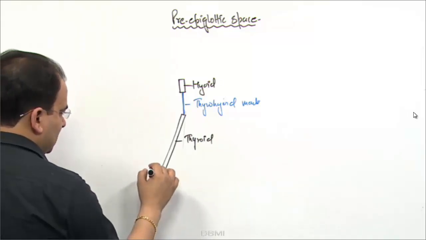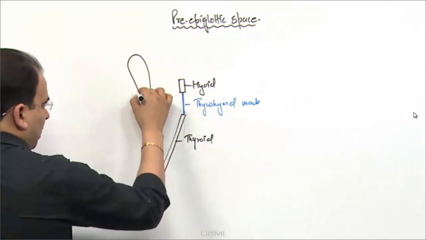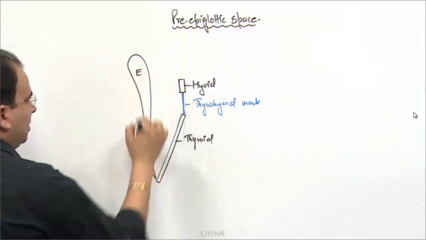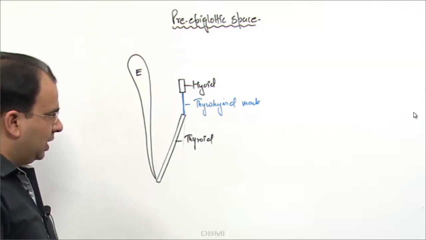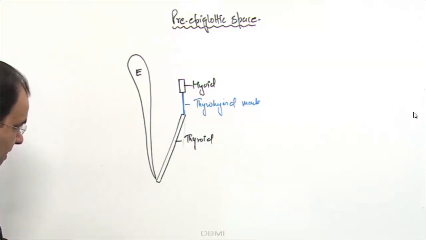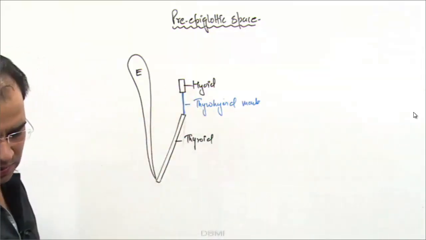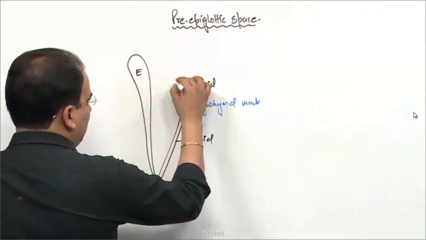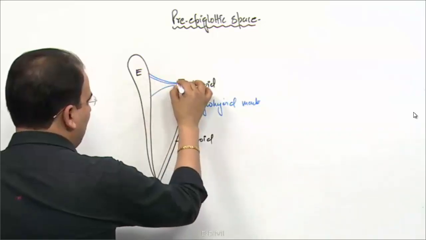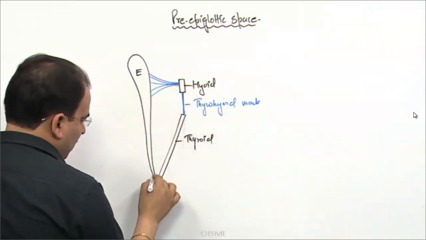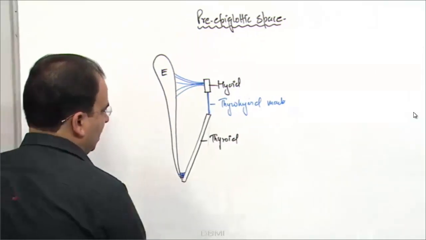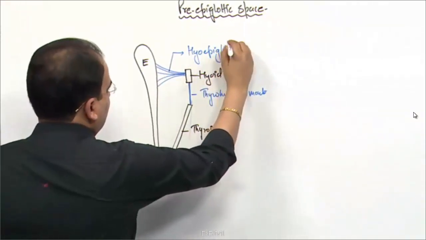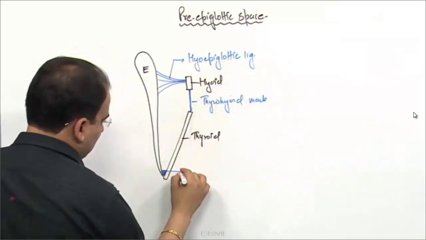And let's say there is epiglottis here. We are looking into the sagittal section. I'm just writing E here, E is for epiglottis. The hyoid bone is connected to the epiglottis by a ligament. This is called as hyoepiglottic ligament. And we also have a ligament present here in this part that is called as thyroepiglottic ligament. So there is hyoepiglottic and this is thyroepiglottic.